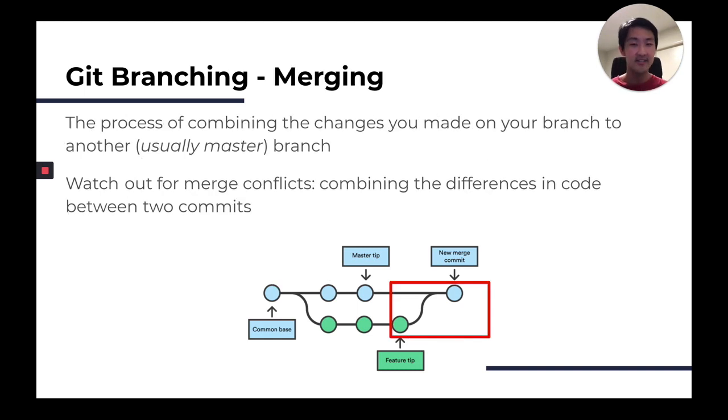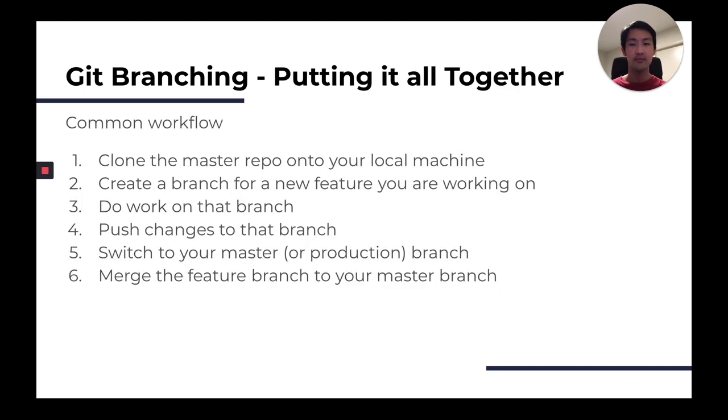So this, as I said before, is the process of combining the changes you made on one branch to another, usually the master branch. And of course, as also explained before, make sure to watch out for merge conflicts. Combining the differences in code between the two commits, there might be a time where one file is changed by both the master branch and this new feature branch. You're going to have to work out which changes you want from those two.